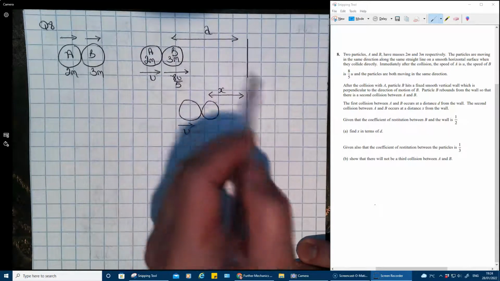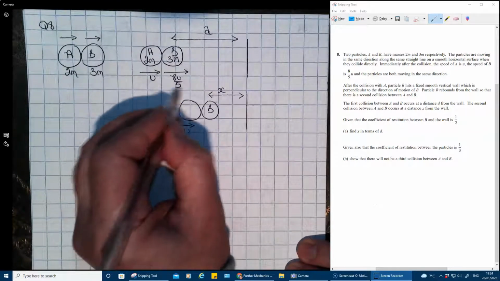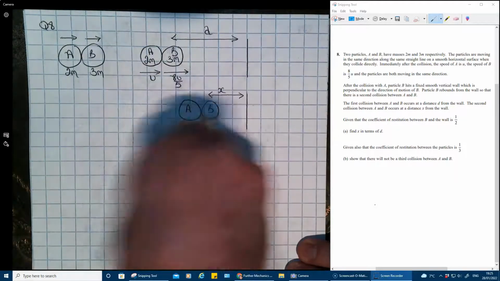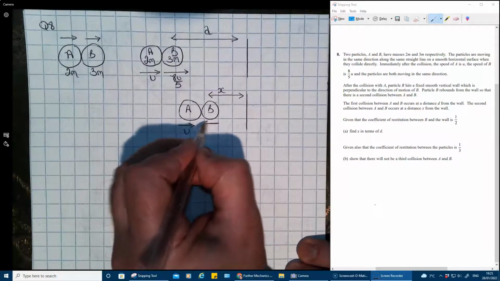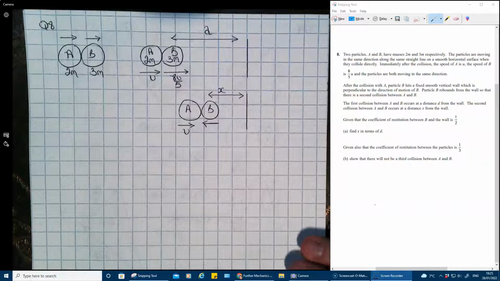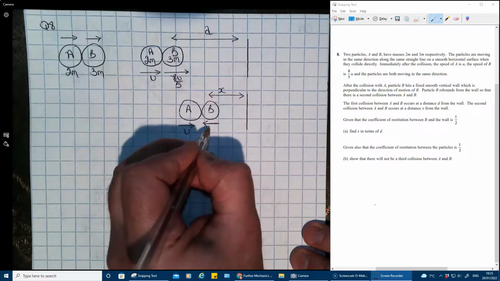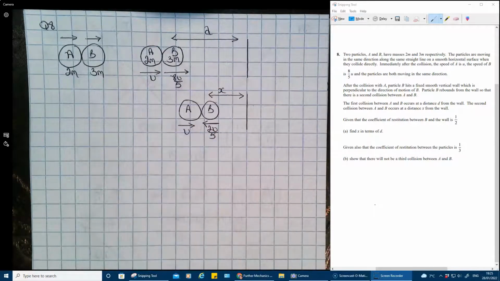B hits the wall, bounces back, and A obviously carries on. And as it bounces back, it'll hit again. Now we know this velocity here because we know the coefficient of restitution with the wall is a quarter. So it was 8u over 5. It's now going to be a quarter of that, 2u over 5. Okay. So we've got that scenario and we've got that distance.